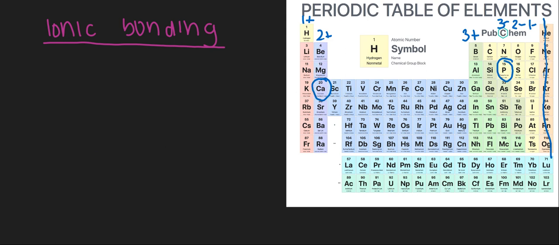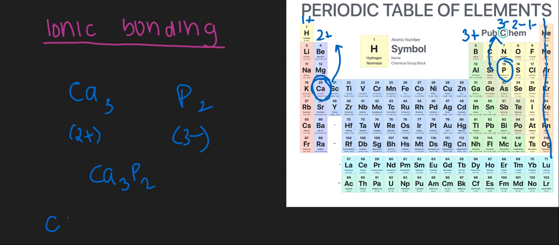Let's take another example. We have Ca and phosphorus, so calcium phosphorus. This one's a 2 plus, this is a 3 minus. So in order to balance them, you need 3 calciums because you have a 2 plus charge here times 3, that's 6. And you need 2 phosphorus because you have a 3 minus times 2, that's a 6 as well. So that'd be Ca3P2. And same naming principles, we have calcium phosphide.